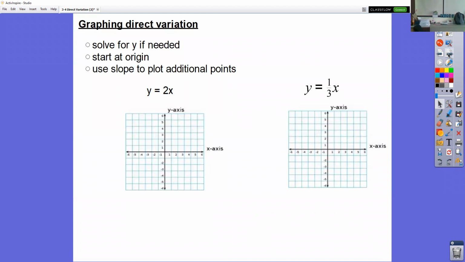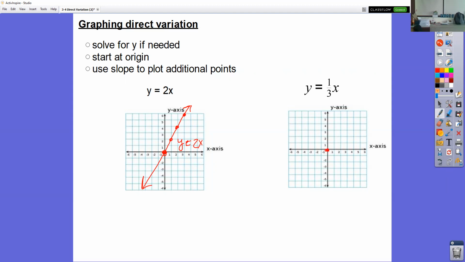Graphing direct variation: solve for y if needed. Start at the origin and then use the slope to plot the points. So we start at the origin, 0, 0, and the slope is 2. That means we go up 2 and over 1. And we draw our line. y equals 2x.